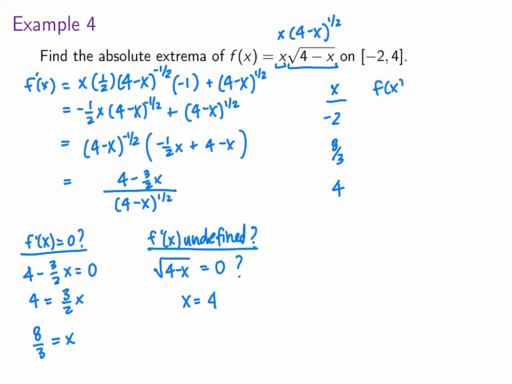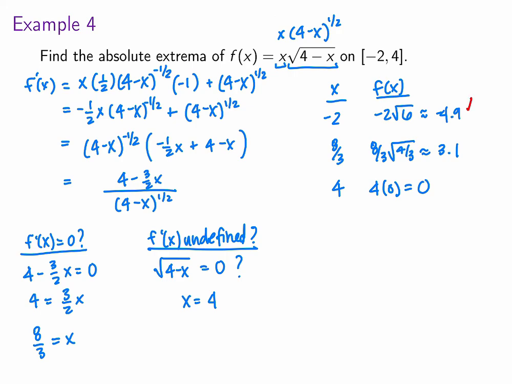So let's plug into f of x. What do we get? If we plug in a negative 2, we get negative 2 times the square root of 6, which I'll approximate to negative 4.9, just to kind of get a feel for where that is. If we plug in an 8/3, we get 8/3 times the square root of 4/3. And if we want to approximate that to get a feel, we can. That's 3.1. And then if we plug in a 4, that'll be 4 times 0. So we're just getting a 0 there.